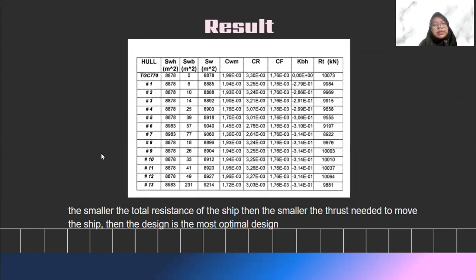And this is the result, where the smaller the total resistance of the ship, the smaller the thrust needed to move the ship. Then the design is the most optimal design, and this is the frictional resistance, or this is the total resistance.